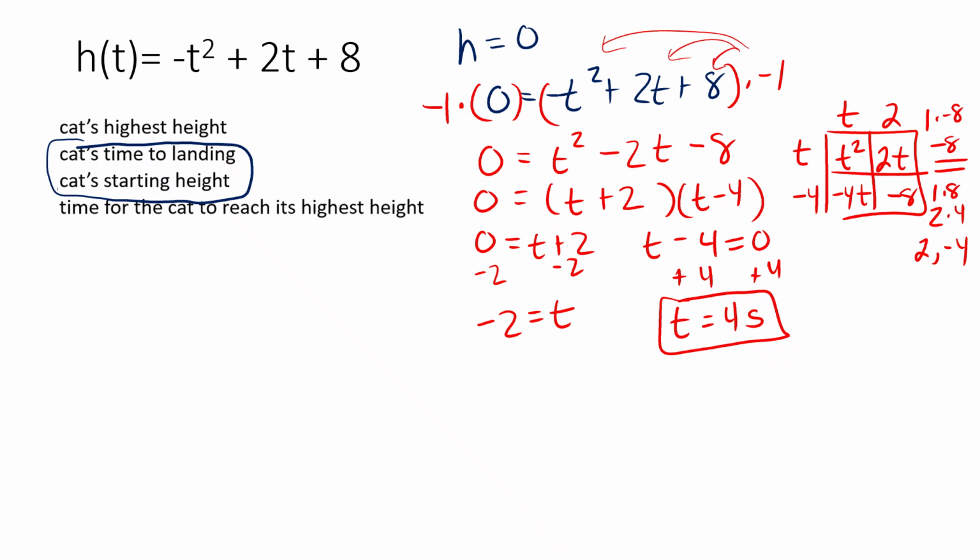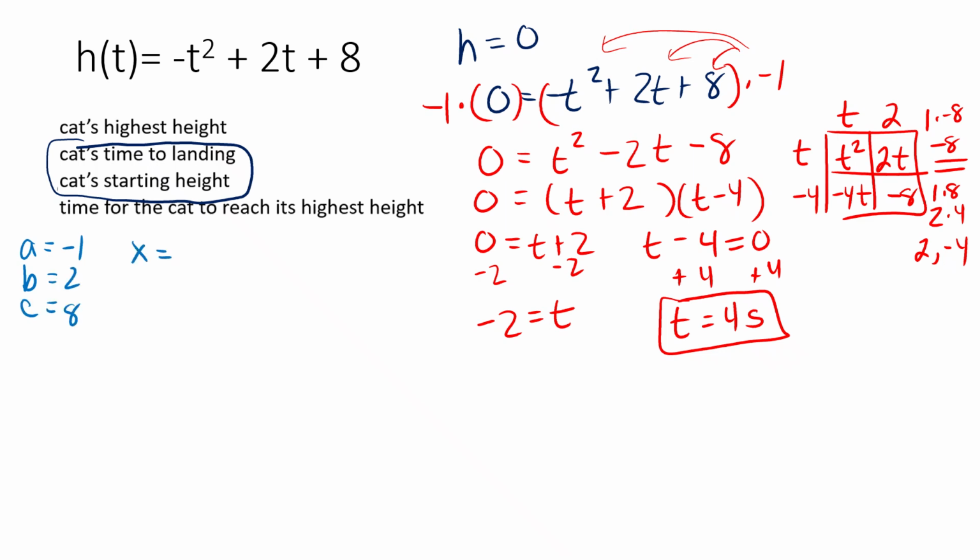Now you could also do this by using the quadratic formula. If you were using the quadratic formula, you would have a is equal to -1, b is equal to 2, and c is equal to 8.